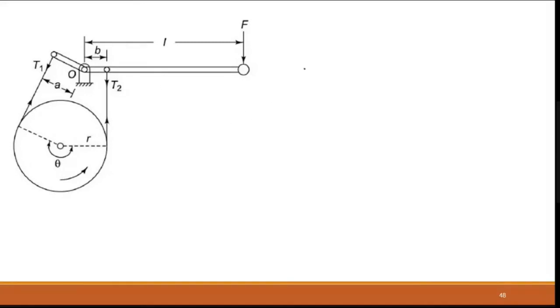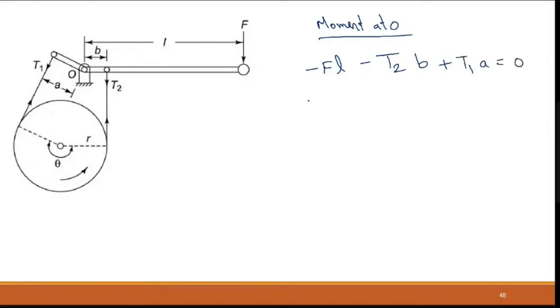Now, same condition. I will take moment at O. So force into L, so minus F into L, because it is rotating in clockwise. T2 is also rotating in clockwise, so taking moment, minus T2 into B, and this one is anti-clockwise, so plus T1 into A is equal to 0. So F is equal to T1A minus T2B divided by L.